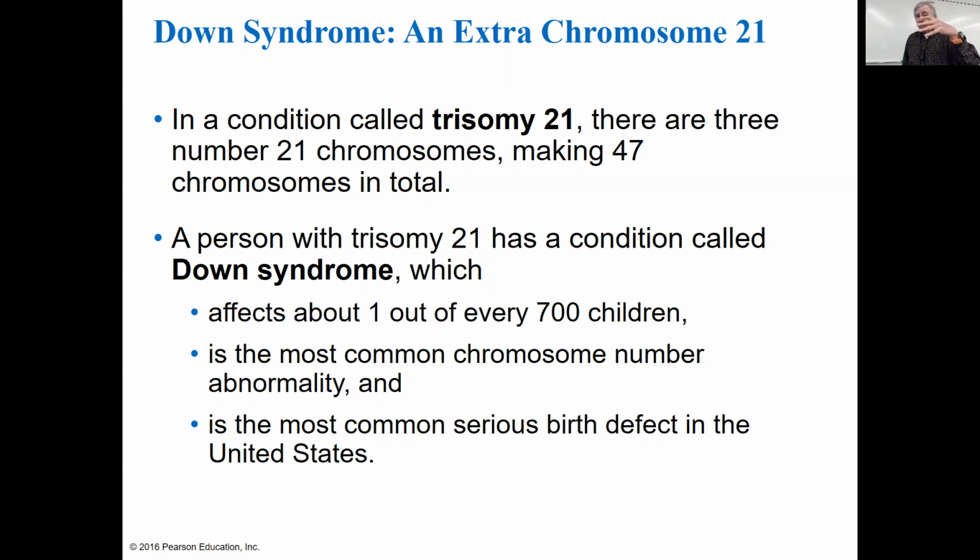Trisomy 21 is actually the most common, I'm not sure why, most common of the aneuploidies. And it's called Down syndrome. It's not Down syndrome, I think that's a typo, Down's syndrome. Affects 1 out of every 700 children. It's the most common chromosome number abnormality. And it's the most common serious birth defect in the United States.